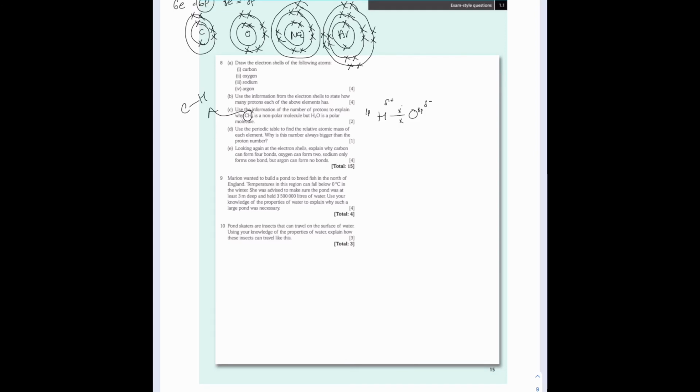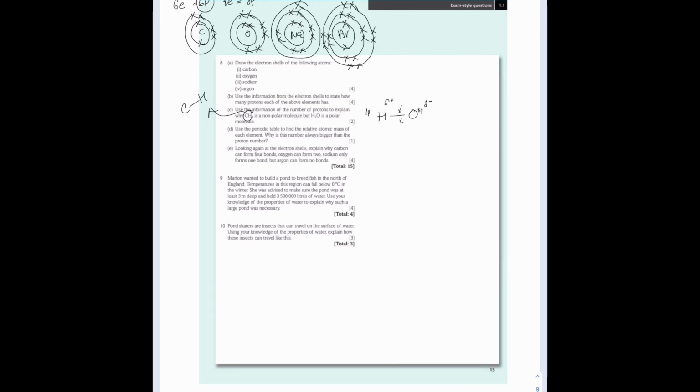Use the periodic table to find the relative atomic mass of each element. Why is the number always bigger than the proton number? Okay, so the mass number is larger than the atomic number because the atom nucleus contains uncharged particles called neutrons. And so each neutron has a mass that's equivalent to a proton, so that's 1. So that's always why the relative atomic mass is larger. Yeah, this also is just GCSE and you won't ever be asked it.